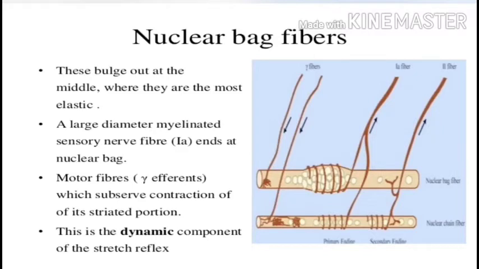In the diagram, you can see the muscle spindle, the intrafusal fibers, the nuclear chain fiber, the nuclear bag fiber, the different endings, primary ending, secondary ending, and the gamma motor neurons. The muscle spindle, as we have already said, detects the change in length of the muscle and the rate of change in length, while the Golgi tendon organ detects the change in tension in the muscle.